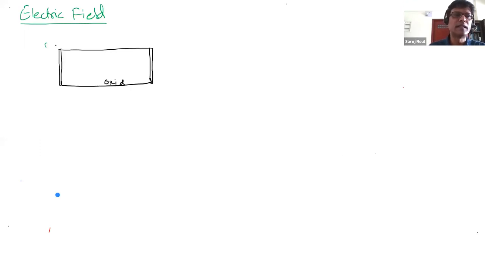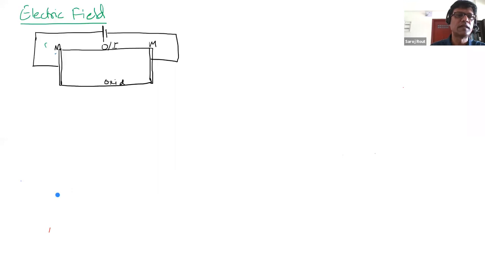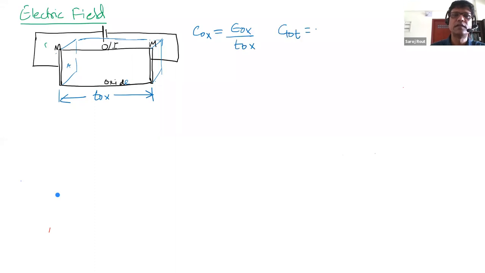So I have basically here a metal, an oxide, and a metal, or some people call it an insulator, so a MOM or a MIM, and then I apply a voltage across it. For a capacitor, with this area A, let's say the unit capacitance is C_ox, which is epsilon_ox over the thickness of the oxide, T_ox. So your C total is the area times epsilon_ox over T_ox.